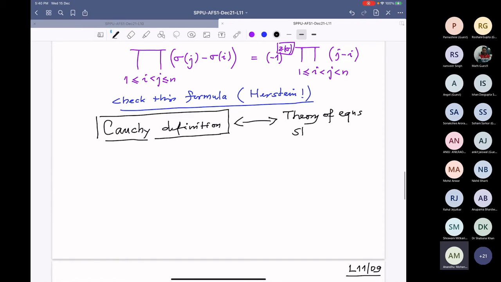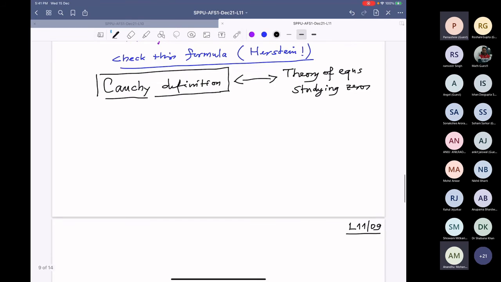Studying the roots, studying the zeros. That was the main problem in earlier days, the main problem in the 17th, 18th century. Study of the theory of equations and their zeros and so on. I will do that sometime in this course only.